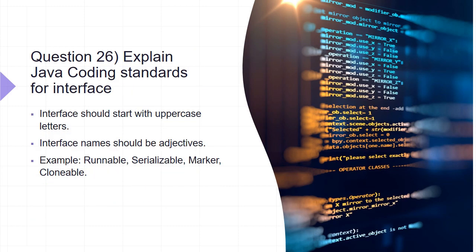Question 26. Explain Java coding standards for interfaces. 1. Interface names should start with an uppercase letter. 2. Interface names should be adjectives. Example: Runnable, Serializable, Marker, Cloneable.